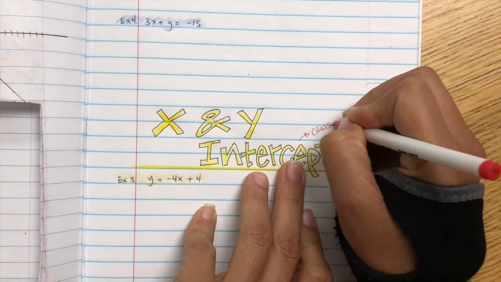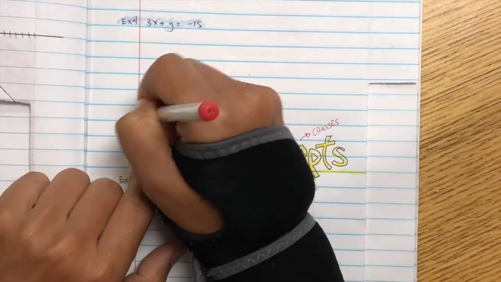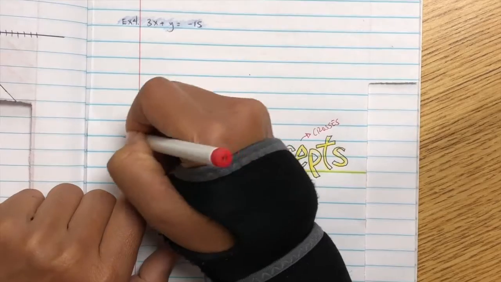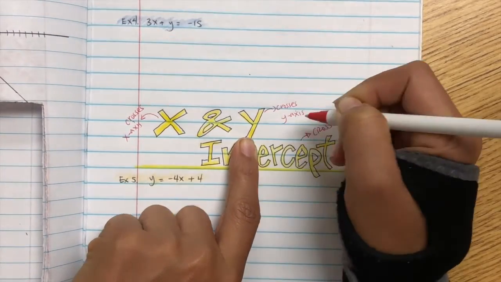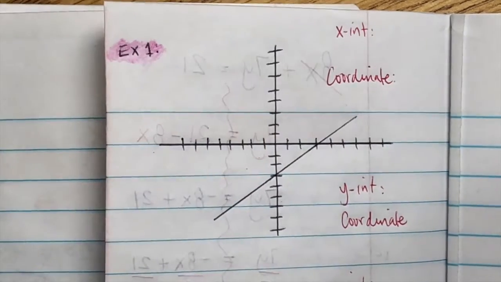So let's start with an x and y intercept. What is an intercept? An intercept is where it crosses. So an x-intercept is where it crosses the x-axis. A y-intercept is where it crosses the y-axis. So look at this graph right now.